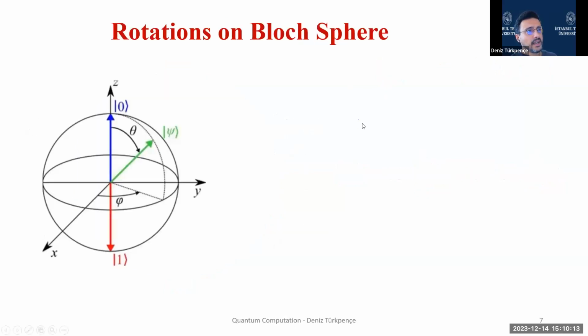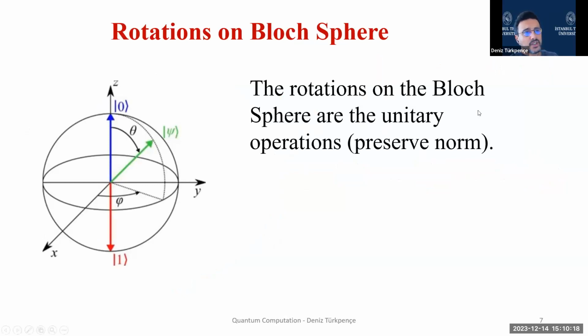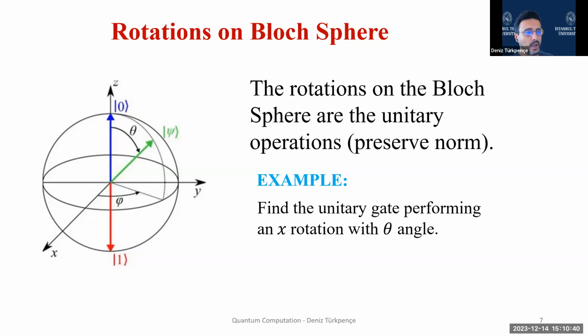So, rotations on the Bloch sphere. The rotations on the Bloch sphere are unitary operations, and they preserve norm because the length of the vector will not change during these rotations. And in fact, all these one-qubit unitary operations correspond to some rotations, okay? But they are unitary operations.